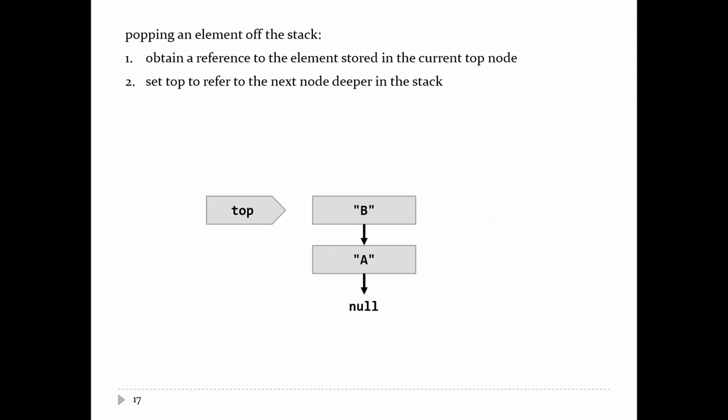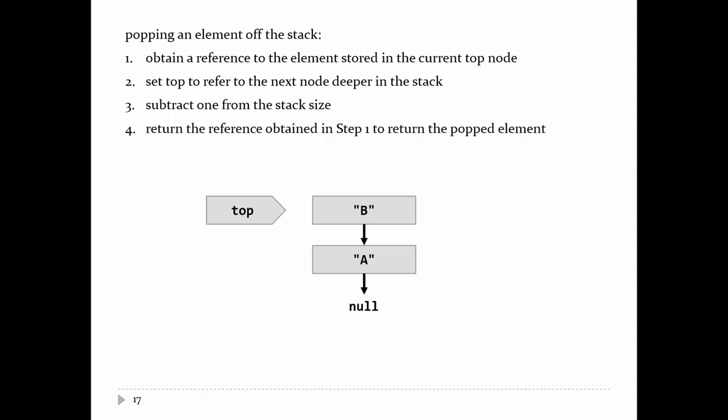Okay, so we can now unhook that node, the C, from the stack, so it goes away now. Subtract 1 from the stack size because we just removed an element, and return whatever value we remembered in step 1. So we're going to return this reference to the string C. And so when I go to implement push and pop, you just have to follow the slides. You're literally going to implement step 1, step 2, step 3, step 4.